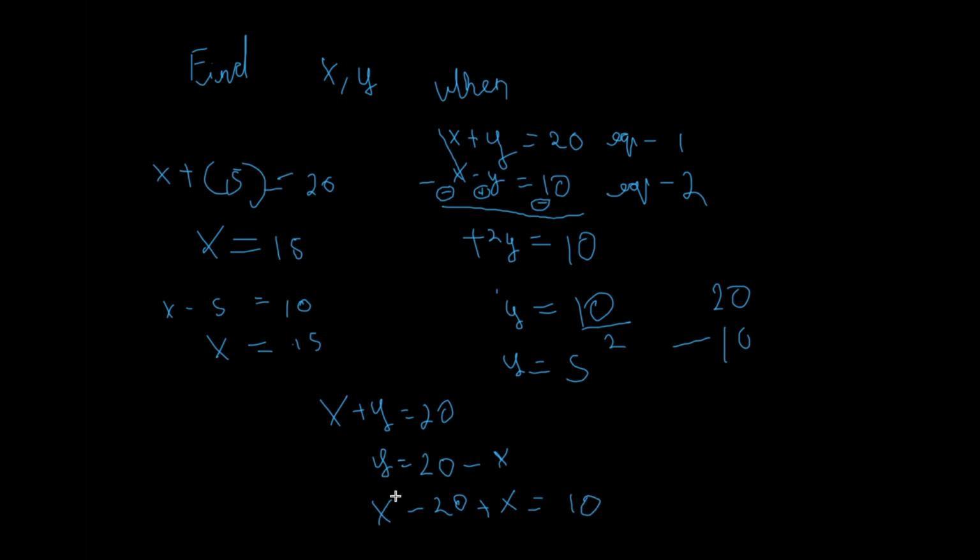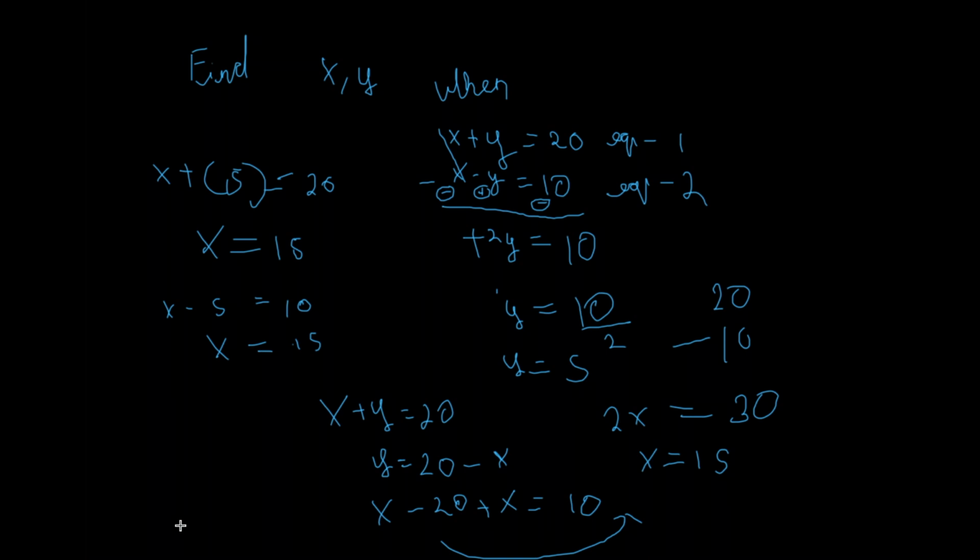So now we again have only one variable. So then what we would get? We would get 2x is equal to 30, since minus 20 would go to the other side and it would become positive. So 10 plus 20 is equal to 30. So x would be equal to 15. Now the same method, we can substitute x's value in both of these equations to find y.